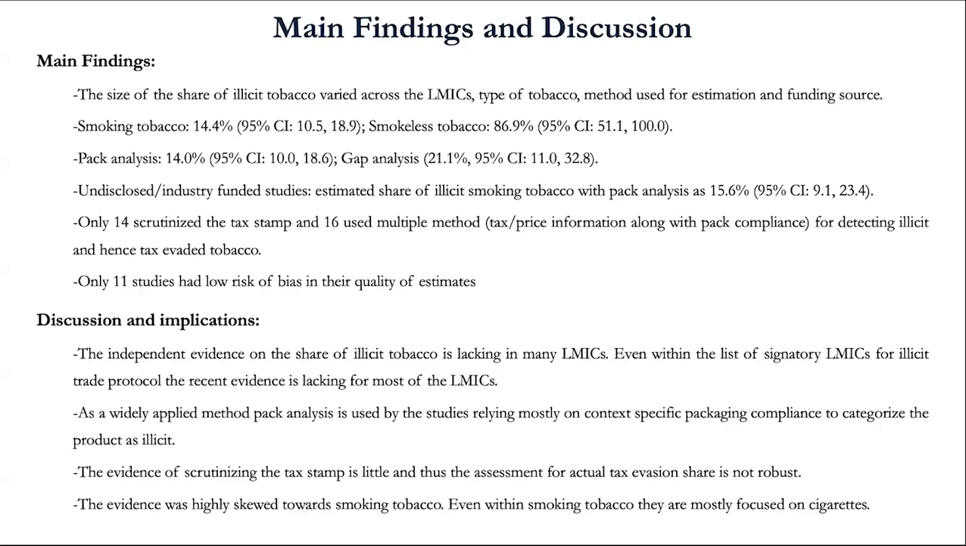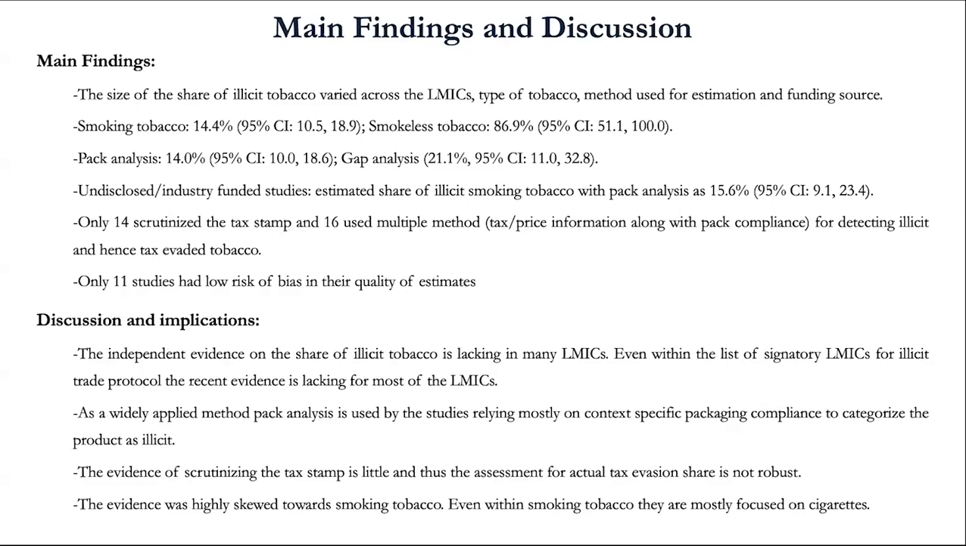So there is limited evidence regarding the examination of tax stamps, resulting in a lack of robustness in assessing the actual share of tax evasion. This could be because many low and middle income countries didn't sign and ratify the illicit tobacco protocol, and they didn't establish the proper track and trace method. So in those countries there was no excise marker or tobacco tax stamp, and the studies had no other option than using the indirect method to categorize the product as an illicit one.